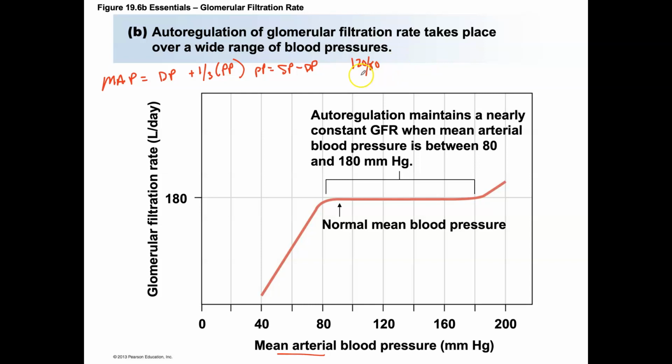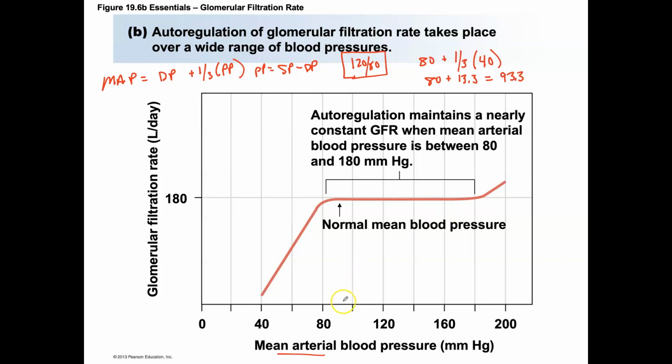So you could take a blood pressure, 120/80, and you could calculate the mean arterial pressure. If we were to calculate the mean arterial pressure of this blood pressure, 120/80, we would take 80 plus 1/3 of the pulse pressure, which would be 40, because that's the difference between 120/80. So we get 80 plus about 13.3, and that would give us a MAP pressure of 93.3.